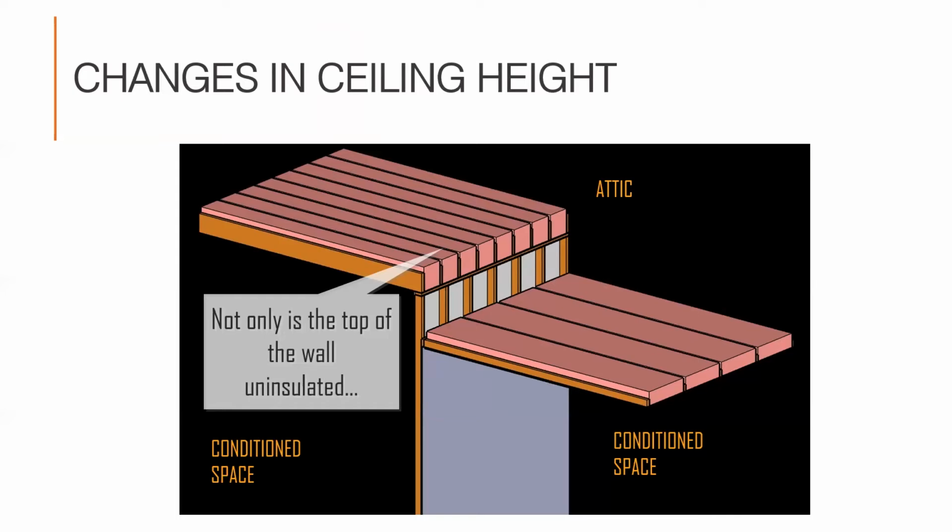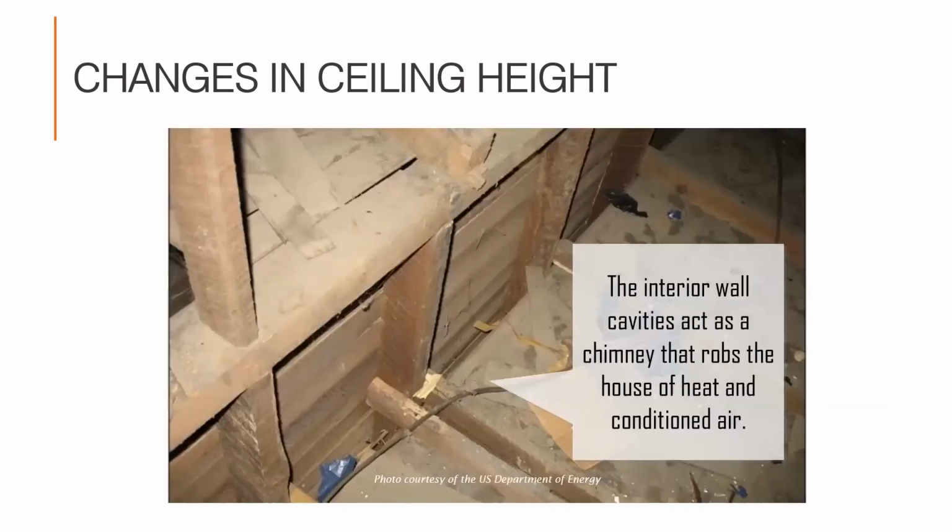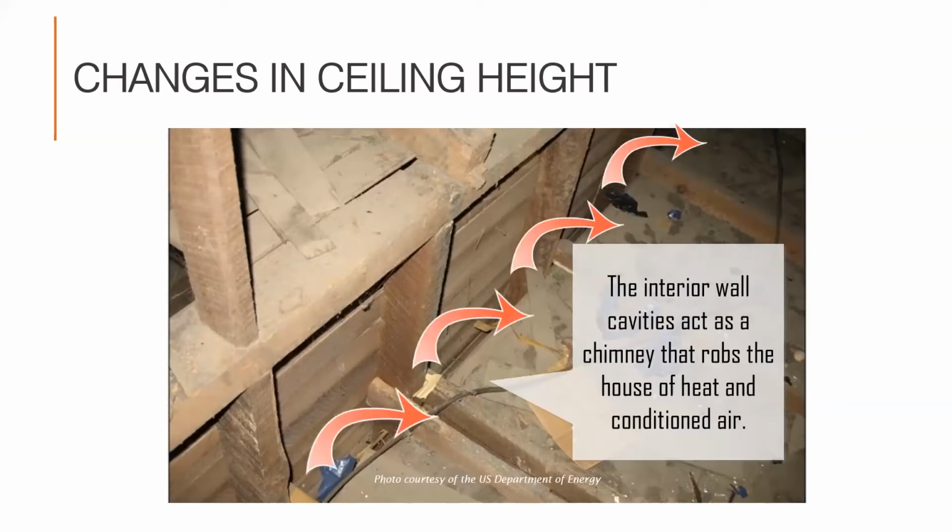The top of that wall is uninsulated. In the winter, heat will flow from the conditioned space through that upper section of wall, through the break in the thermal boundary, and up into the attic. But not only is the top of the wall uninsulated, the interior wall cavities act like a chimney that can rob the house of heat and conditioned air, allowing it to move freely up through the stud bay. There's no top plate to prevent the warm air from escaping.